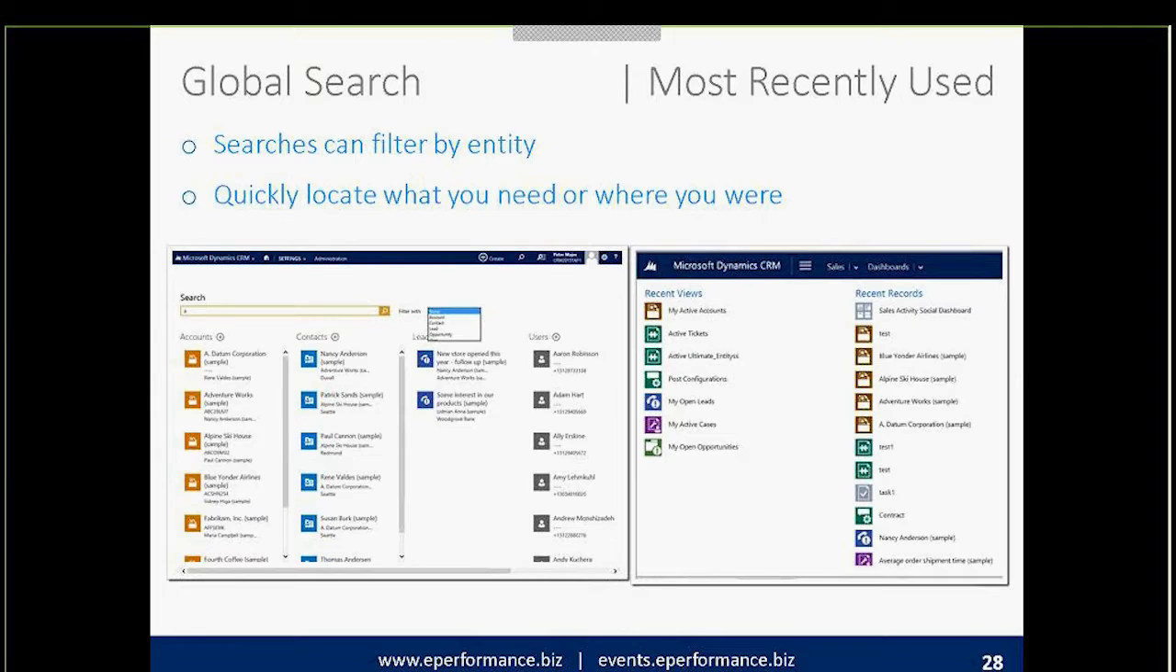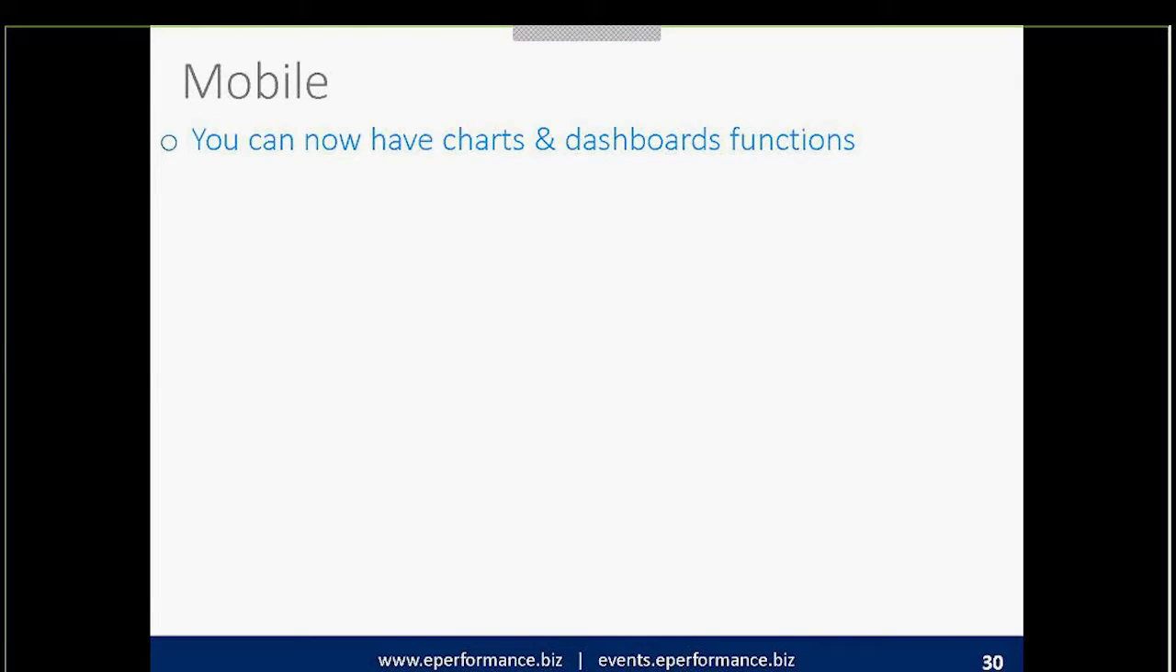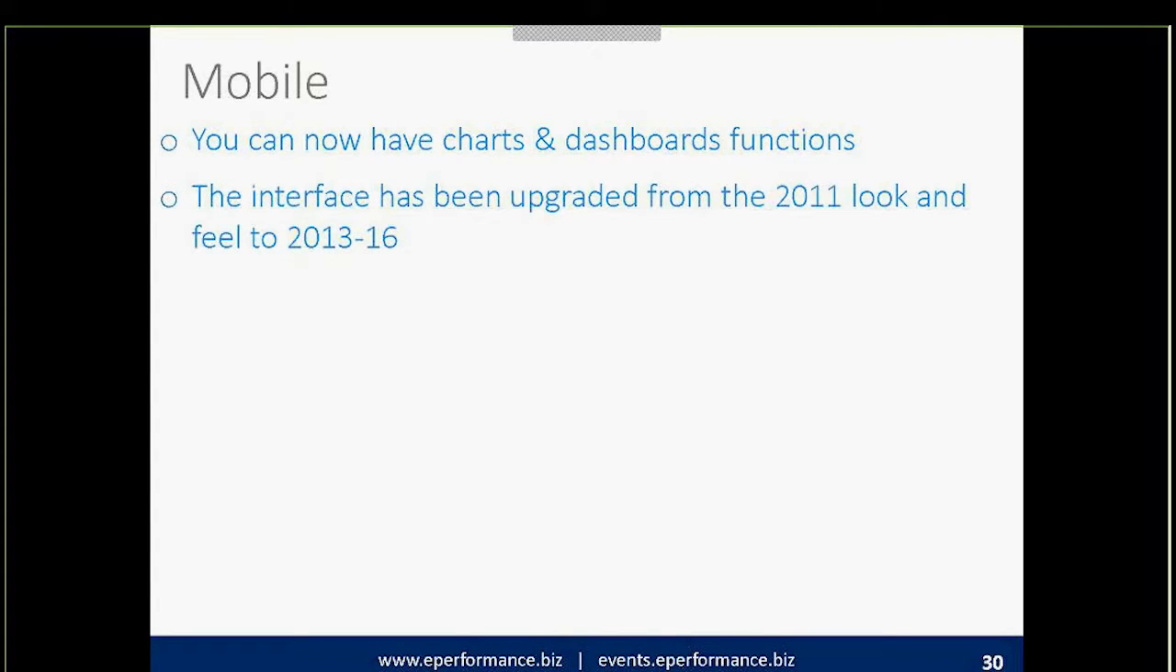So there's a few other features and functions of note that we want to talk about. What are the interfaces and new logic I can apply to my new solution? For example, you have mobile functionality, and there's a lot of nuance associated with it, but if we wanted to sum it up, you can now have charts and dashboard functions, and the interface has been upgraded from the 2011 look. If you knew what that looked like, it's very slim, one column, very limited on what you can do. Now you can use charts and dashboards. You can have images, etc.